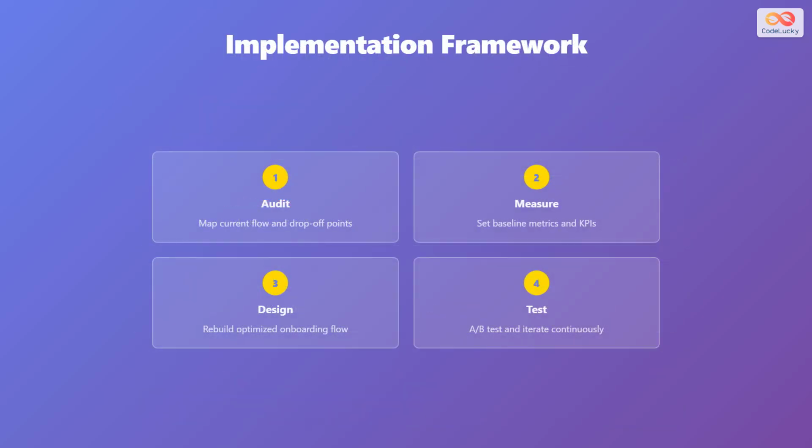Follow this 4-step framework to implement onboarding optimization. Step 1, audit your current experience. Map the existing onboarding flow and identify exactly where users drop off. Step 2, set baseline metrics. Measure current activation rates, retention, and time to value. Step 3, design an improved flow. Rebuild with speed, clarity, and progressive complexity in mind. Step 4, test and iterate. Run A/B tests, collect user feedback, and refine continuously based on data.